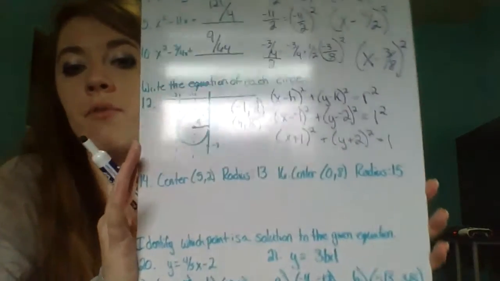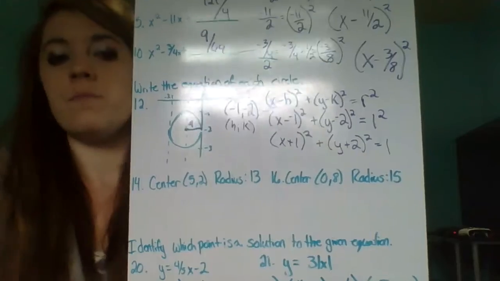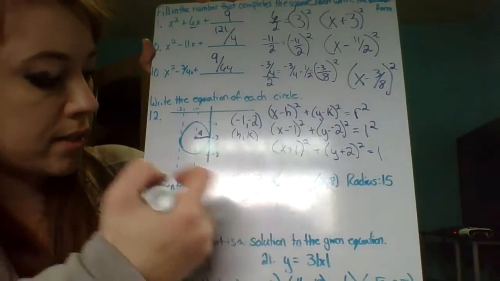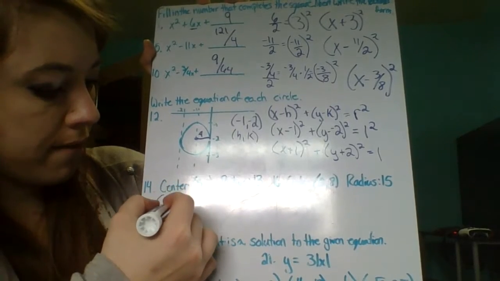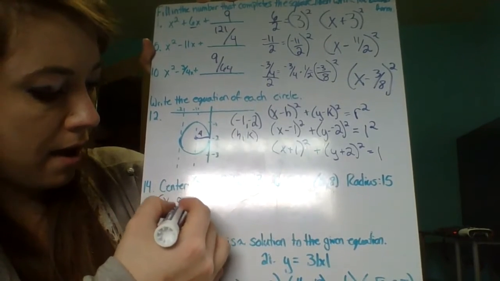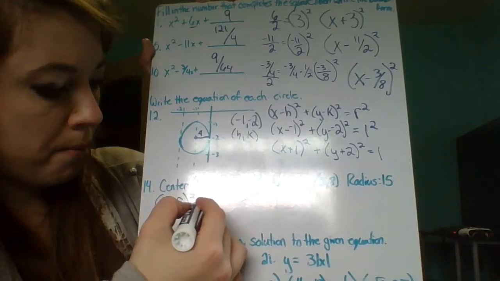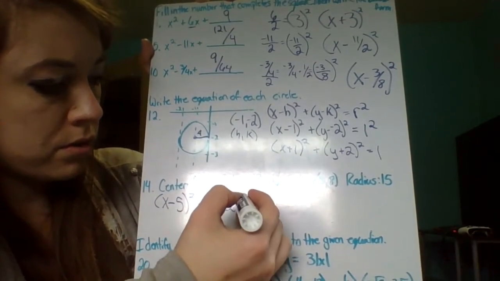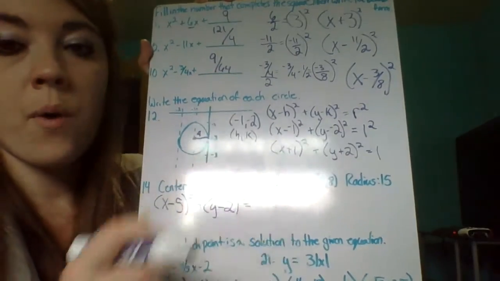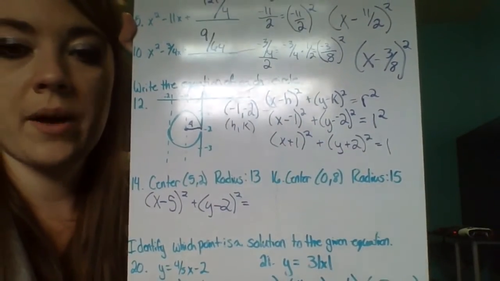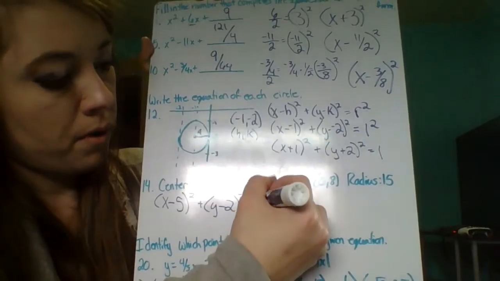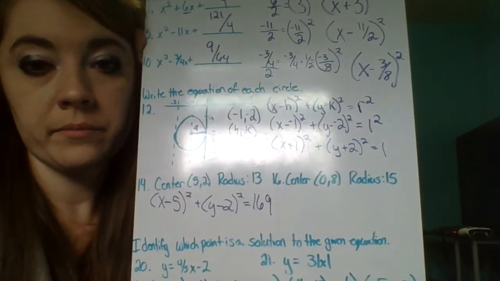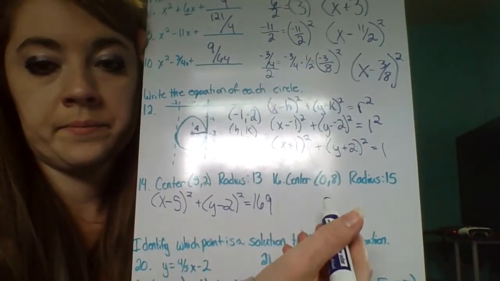So, using that same formula, and we're doing 2 of these, yes. So, center is 5, 2, radius is 13. So we're going to have x minus 5 squared plus y minus 2 squared equals, what's 13 squared? 169. There's your answer.